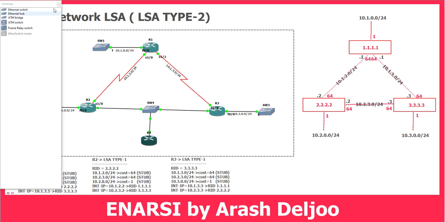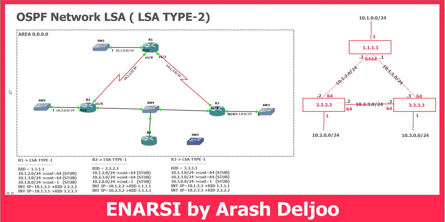Also let me add another switch here. Okay, this is the LAN connected to router 4. I am going to show you why we need another type of LSA, for example the LSA type 2. Okay, this is our new scenario, and here we have this range 10.4.0.0/24. Okay, and the link between router 2, router 3 and router 4, this segment, is using, for example, another range.